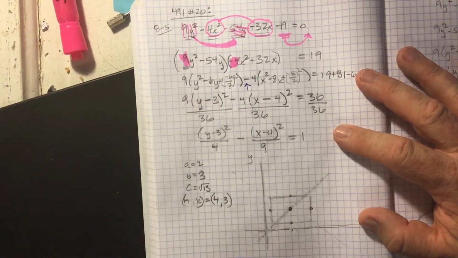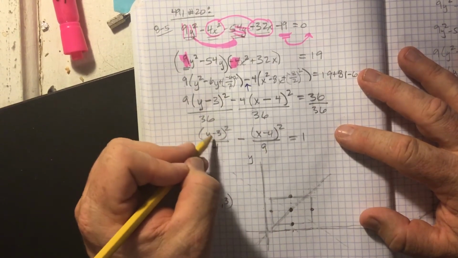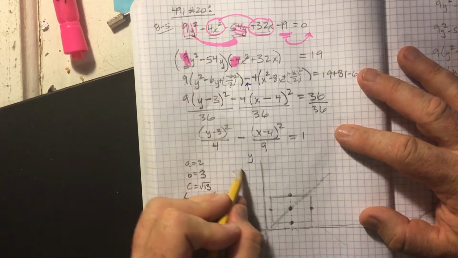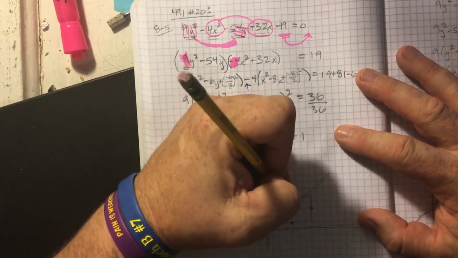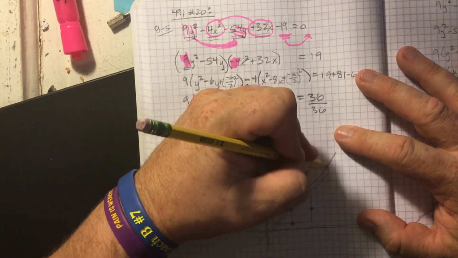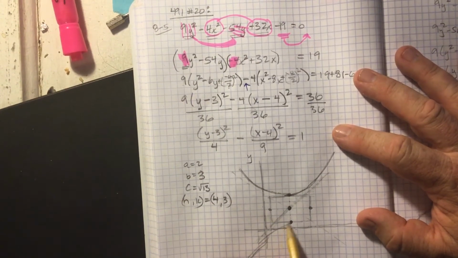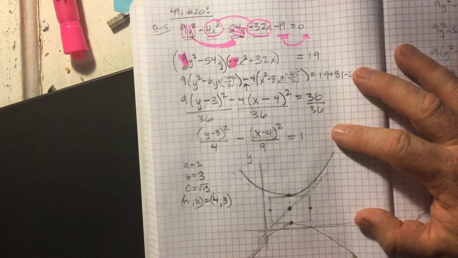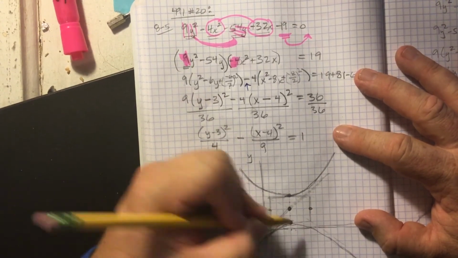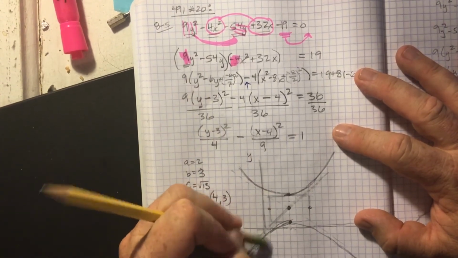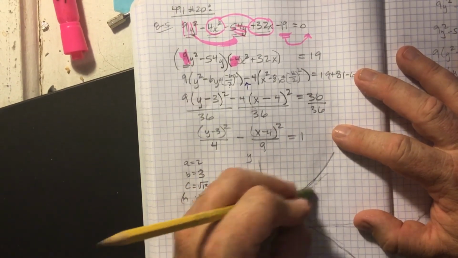Here's my vertex. My y is my first term, so that means this thing is going to point up in the y direction. And all I do is I follow my X and I draw my hyperbola, which is kind of like two parabolas going in opposite directions. So that's my graph there.